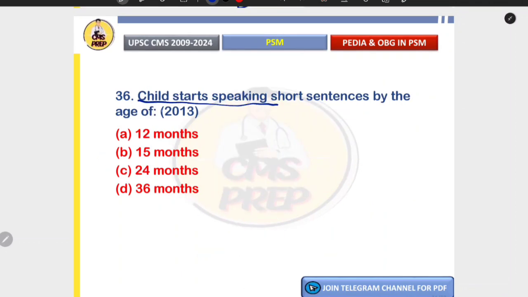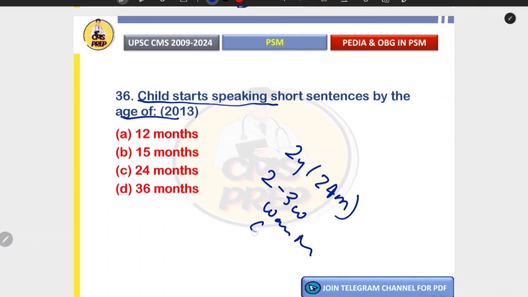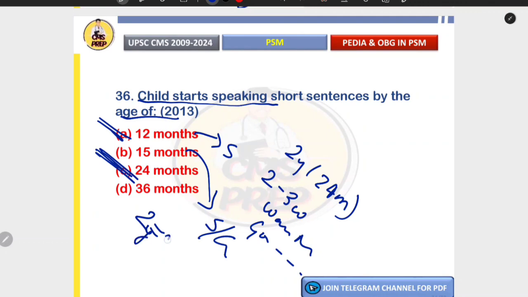Child starts speaking short sentences by the age of. See, this is a developmental milestone question. At 2 years or 24 months, the child typically starts putting 2 to 3 words together, like want milk or go park, things like that. So it is the correct answer. At 12 months, single words are started. At 15 months, single words or gestures. So the correct answer is 24 months. You can also remember this as at 2 years, 2 words.